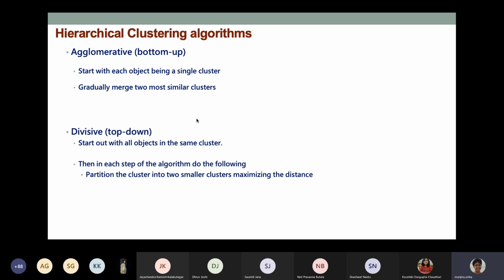We do hierarchical clustering. Mainly, the most commonly used technique is agglomerative clustering, which is called HAC.